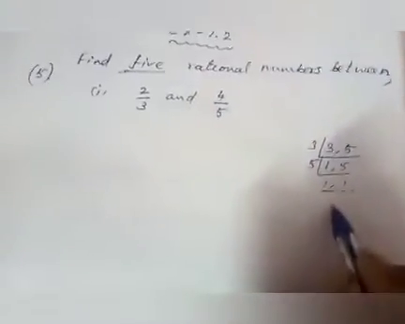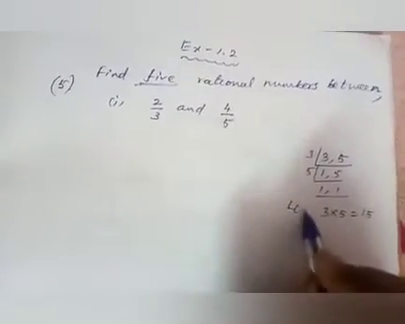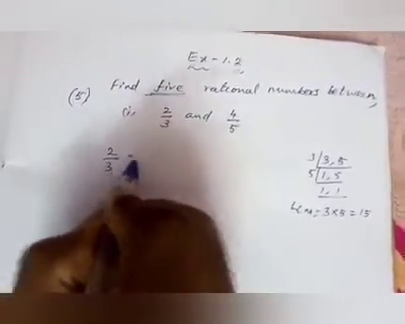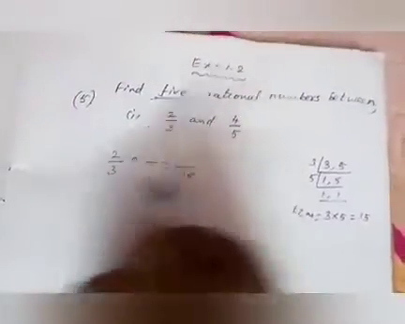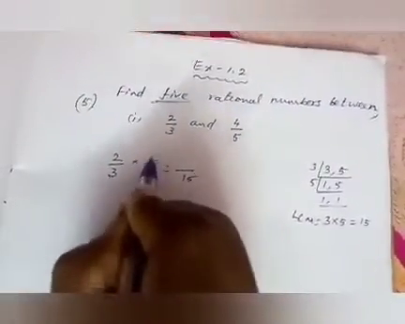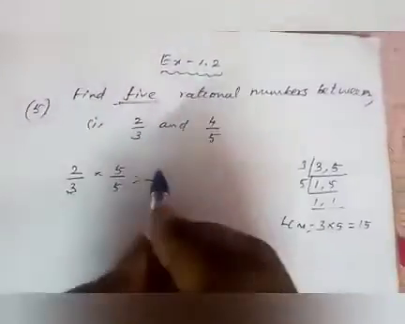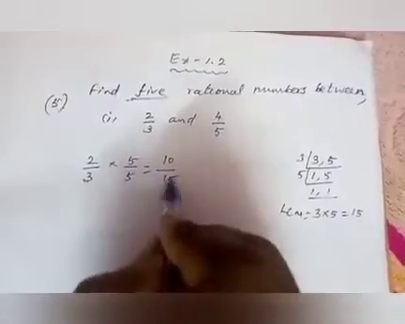Now multiply 3 into 5. So 3 5s are 15. So the LCM is 15. The first rational number is 2 by 3. Convert 2 by 3 to denominator 15. Here 3, so multiply and divide by 5. 3 5s are 15, 2 5s are 10. So 2 by 3 is equal to 10 divided by 15.